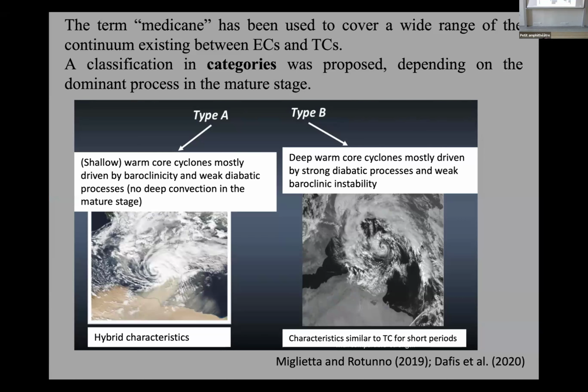And so the idea was to distinguish these two categories. On the one side, some shallow, but which can also have a deep warm core structure, mostly driven by baroclinicity. So there is a contribution by both baroclinic and diabatic processes. In general, you cannot see deep convection in this case in the mature stage, but mainly in the development stage. And the other, like Cornelia, mainly driven by strong diabatic processes. So this kind of cyclone is closer to, and can show, real tropical cyclone characteristics for a limited period of time.